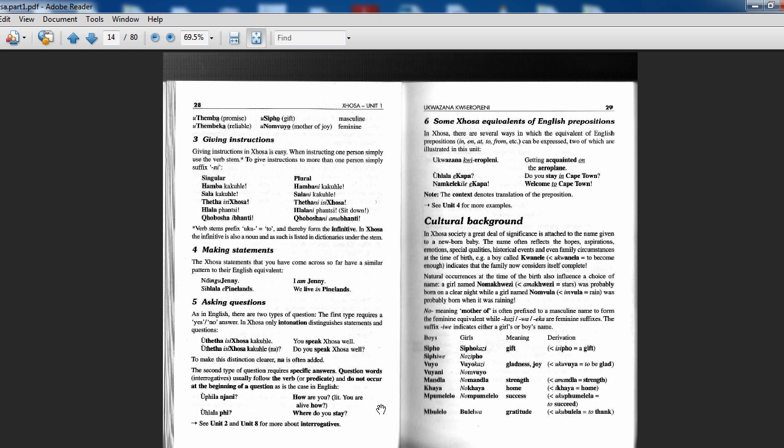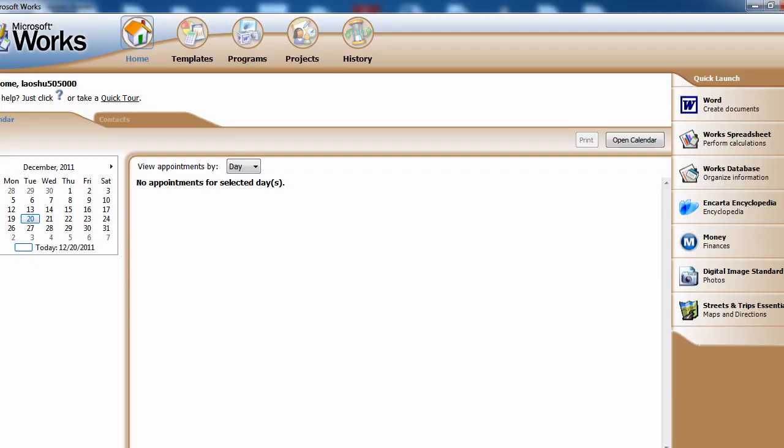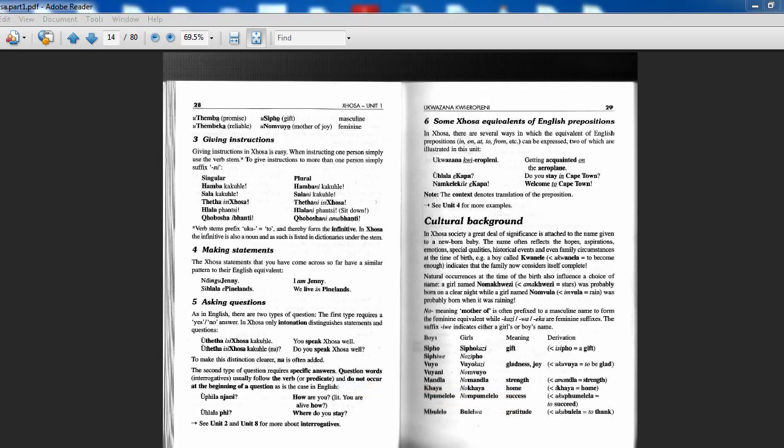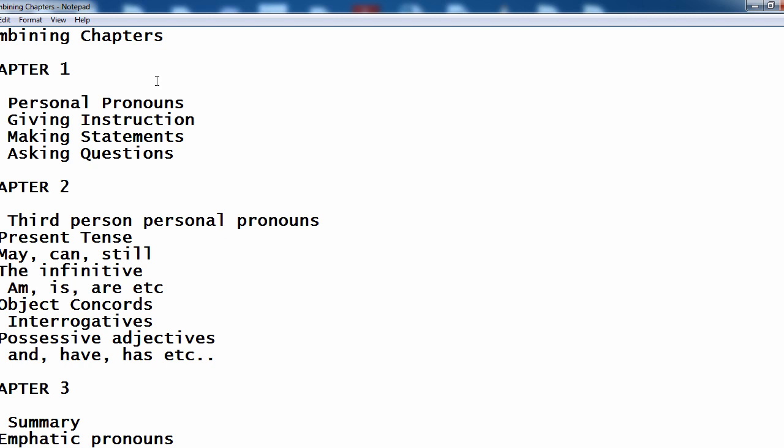Normally what I do is I open up my notepad and put chapter 1. As you can see, I have 1, 3, 4, 5. I skipped 2 because they were basically talking about proper names. That was unnecessary, so I just skipped that. So now I have 1, 3, 4, and 5. In that first part, they talked about personal pronouns. In number 3, they talked about giving instructions, making statements, and then 5, asking questions.